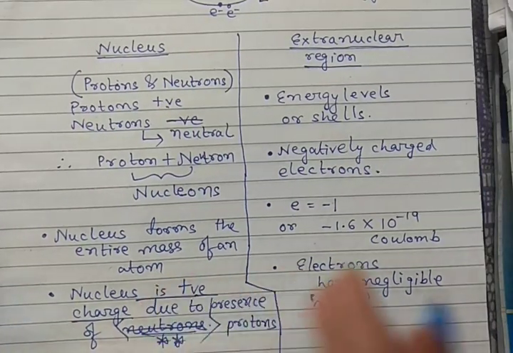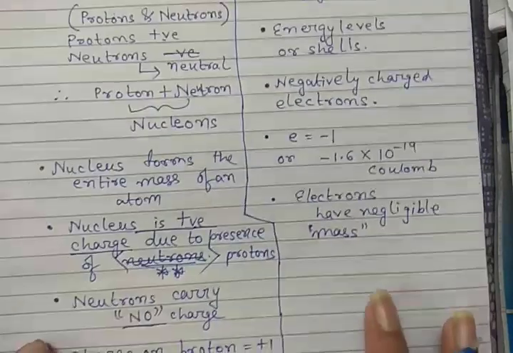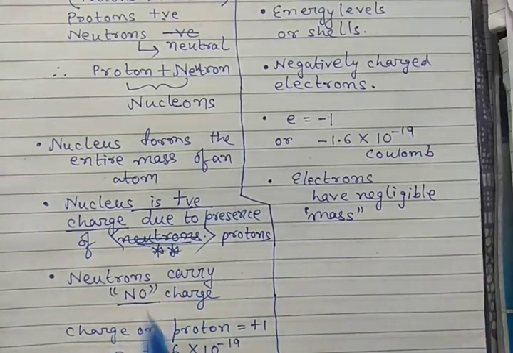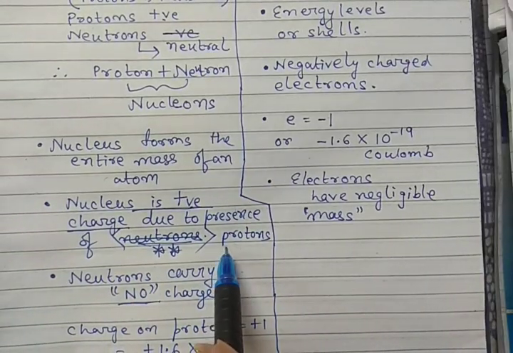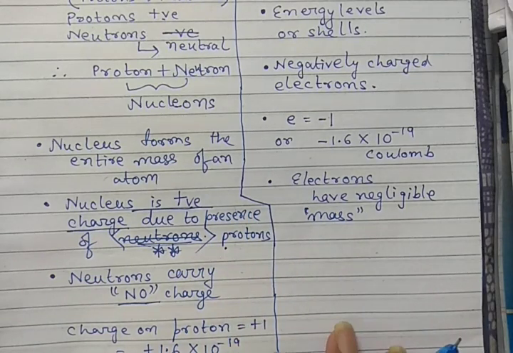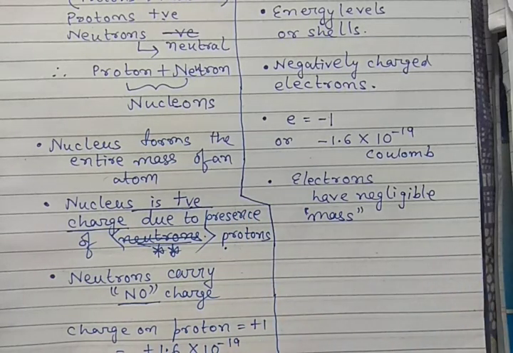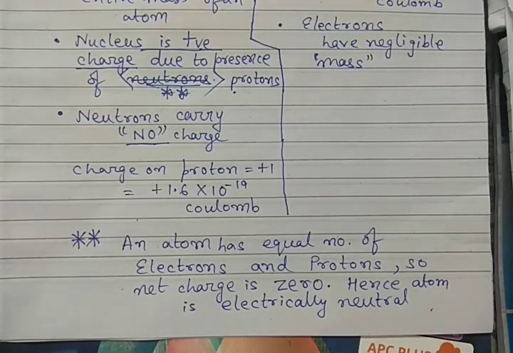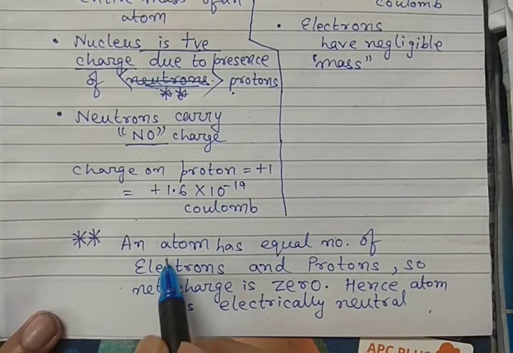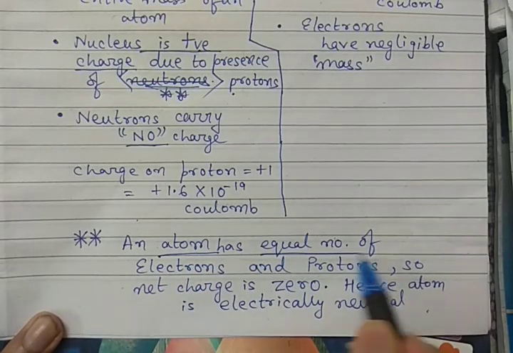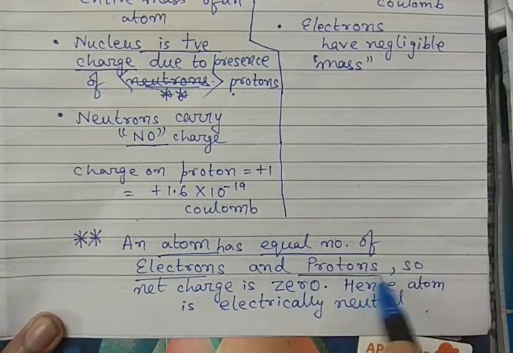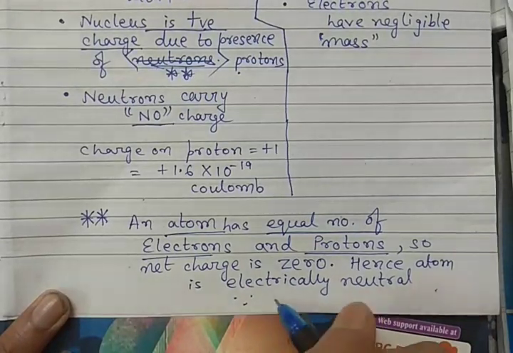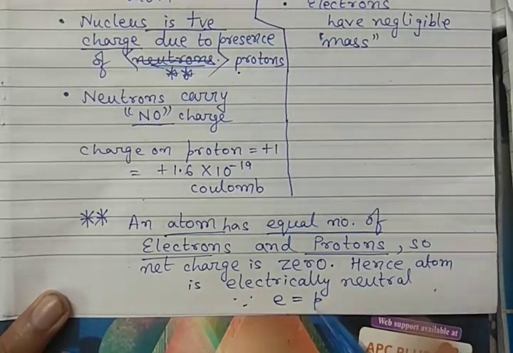Nucleus is positively charged and extranuclear region is negatively charged. Nucleus is positively charged due to the presence of positively charged protons, and the extranuclear region is negatively charged due to the presence of negatively charged electrons. Clear? So from the above data we can conclude that an atom always has an equal number of electrons and protons. What does that mean? The number of electrons equals the number of protons, okay?